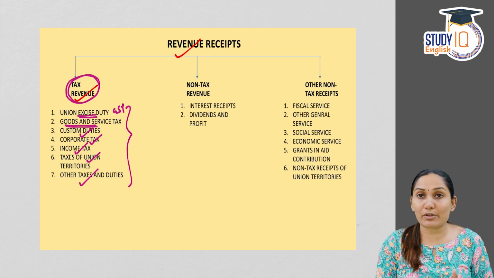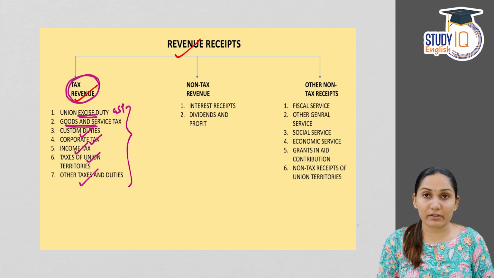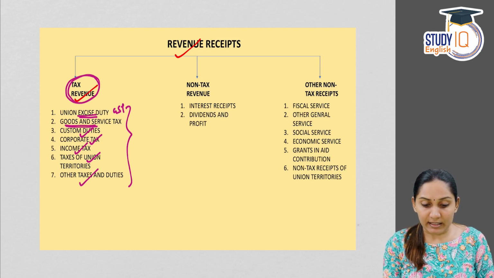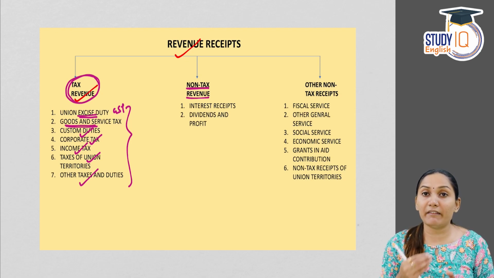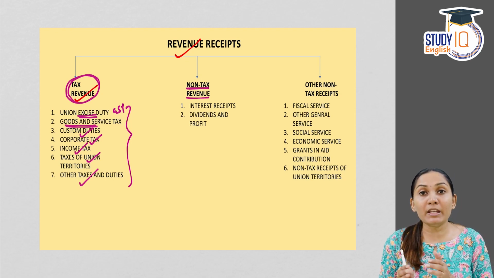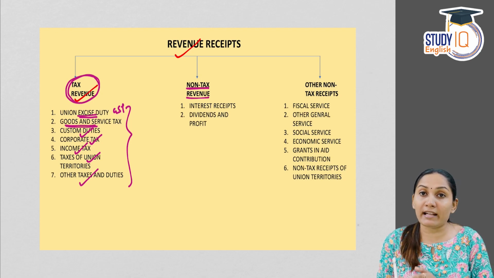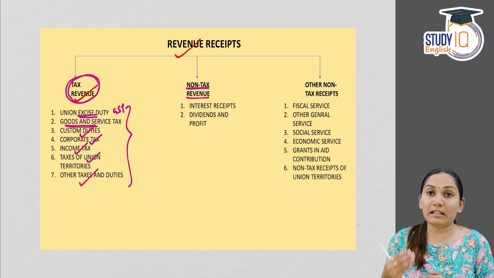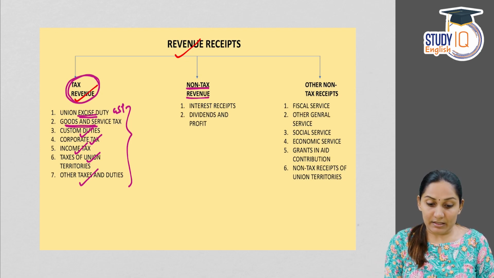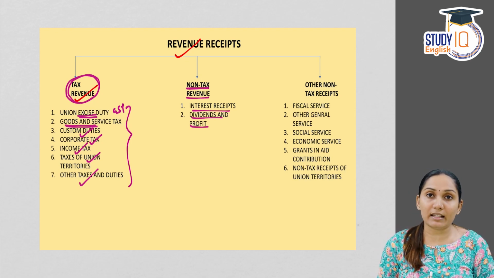So tax is a major source of revenue, and tax revenue becomes a major component of the total receipts of the government. Next is non-tax revenue. Within non-tax revenue, there are two major sources from where the government gets non-tax revenue. From the name itself, it is clear. This is revenue that the government gets from non-tax sources, that is, from ways other than collecting taxes. So that is interest receipts and dividends and profit. These are the two major sources of non-tax revenue that the government gets.